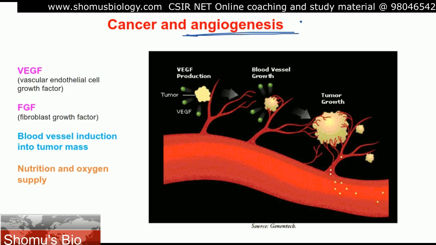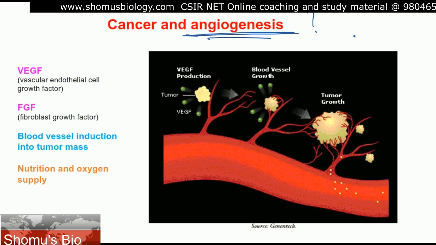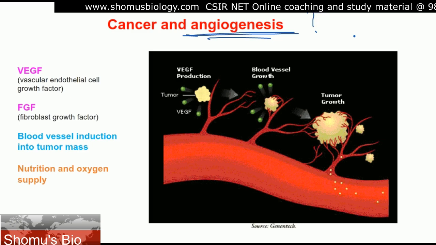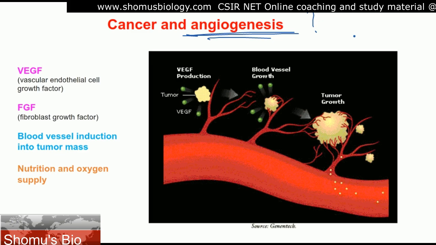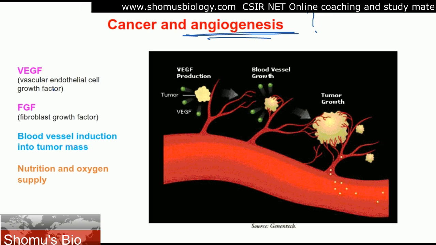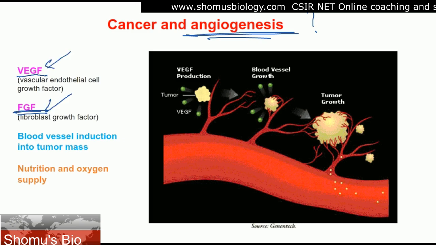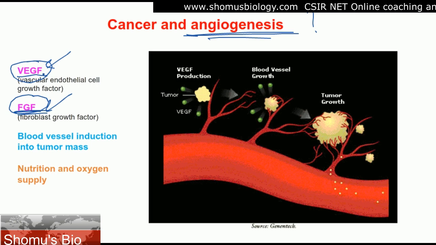Now, how does angiogenesis occur? As I said, without the proper supply of nutrients and oxygen, cancer cells may not survive. But here, the cancer cell is easily surviving because it is causing the formation of a new blood supply. As cancer cells form tumors, they start secreting vascular endothelial growth factor and fibroblast growth factor. Both of these, especially VEGF, cause blood vessels to be formed towards the direction of the tumor.